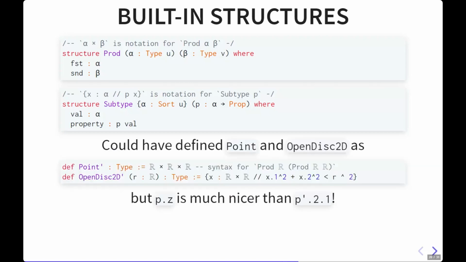And with these two pieces, we could have built the types we had in our previous slides. So for instance, we could have implemented the point as just this iterated product. And we could have implemented the open disk 2D as the subtype of pairs of real numbers such that this element squares in the right way. But the downside of doing this is that for this point example, if we use that new definition, we have to write p.2.1 instead of p.z to get the third element. And that's not really as pleasant. So in general, if there aren't many projections and you don't care what they're called, it's fine to nest the built-in structures. But as soon as you want to give nice names for things, it's better to build your own structure.